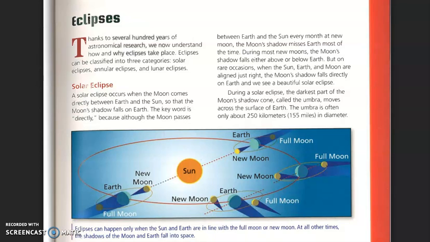Eclipses. Thanks to several hundred years of astronomical research, we now understand how and why eclipses take place. Eclipses can be classified into three categories: solar eclipses, annular eclipses, and lunar eclipses.